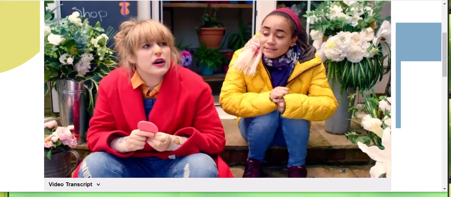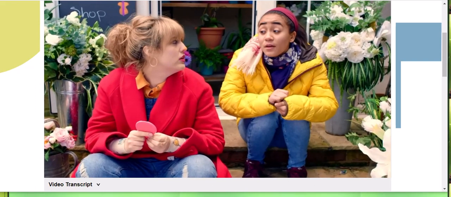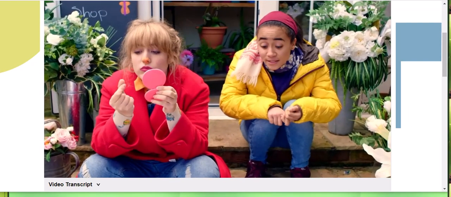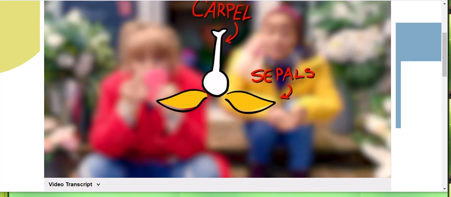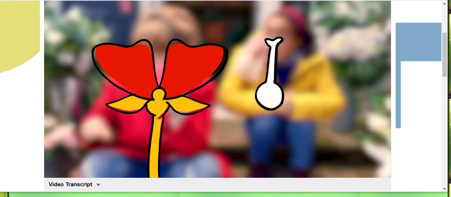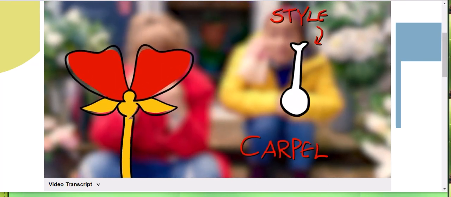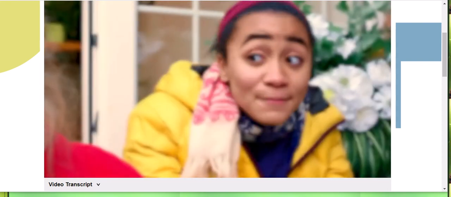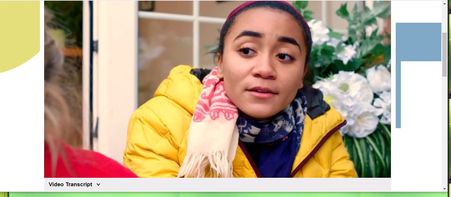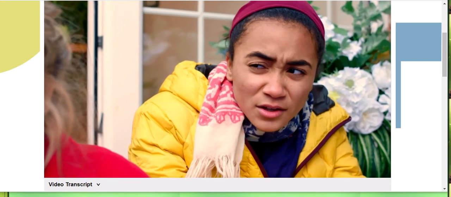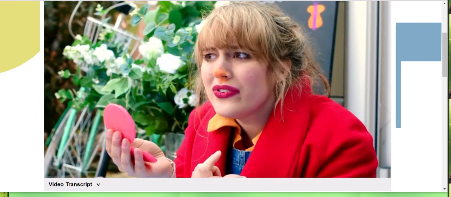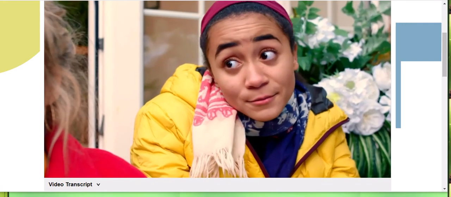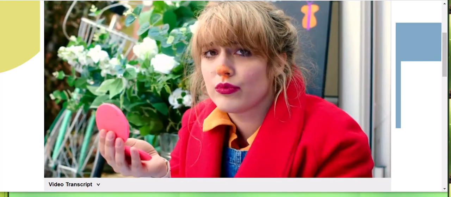So what other parts are there inside the flower? Well, I've already told you about the petals, the stamen, and the nectaries, but there's also the carpel, the sepals, and the receptacle. The carpel is made of the style, the stigma, and the ovary, which produces eggs and protects the baby plant. Aunt Ivy, are you even listening? Of course. I heard every word. Well, if you heard every word, why don't you tell me?